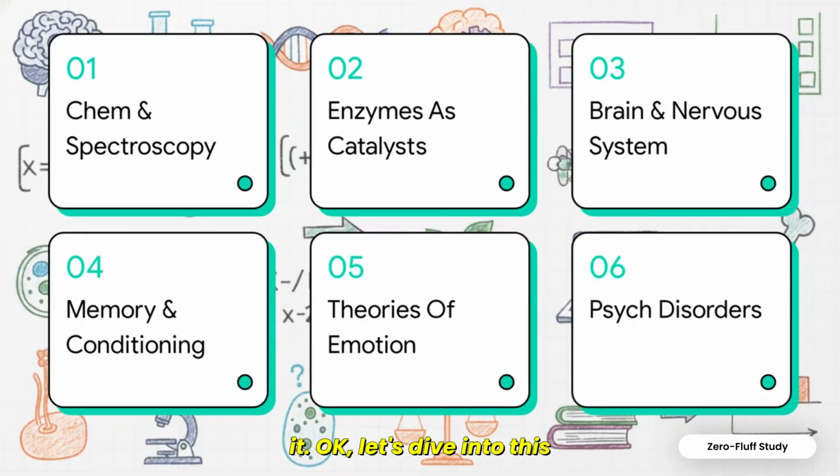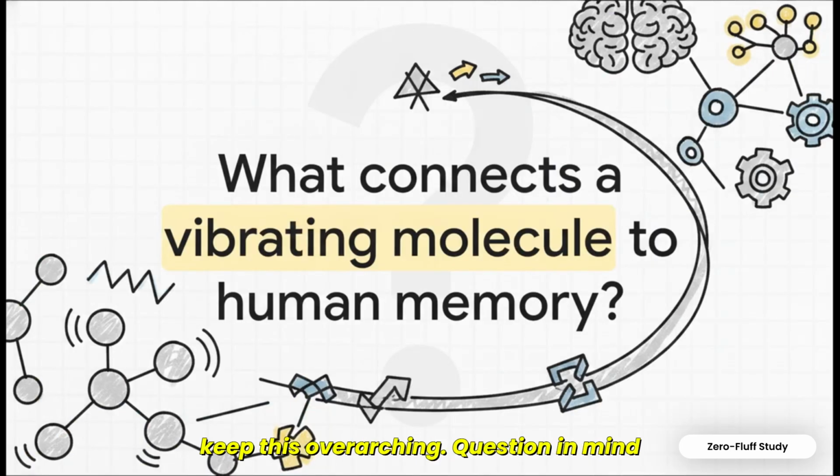Okay, let's dive into this multidisciplinary roadmap. We'll be hitting chemical structures and spectroscopy, enzymes as biological catalysts, the brain and nervous system, memory and classical conditioning, theories of emotion, and finally, psychological disorders. So I want you to keep this overarching question in mind as we go. What exactly connects a vibrating molecule to complex human memory?